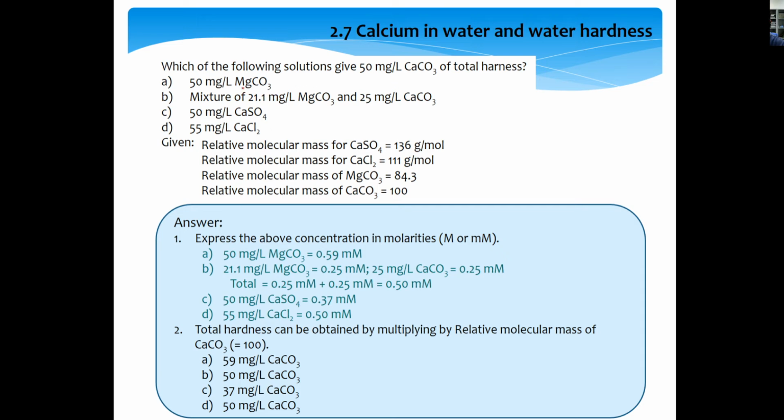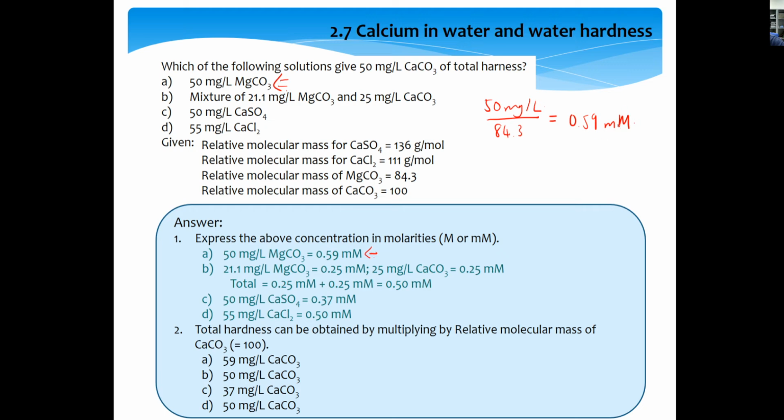The first example is, you can imagine the water is containing 50 milligram per liter of magnesium carbonate. So what is the water hardness for this sample? To calculate it is very easy. 50 milligram per liter, just divide by the relative molecular mass of magnesium carbonate, which is 84.3, and then you are going to get 0.59 millimolar. So which is this one. You can try to calculate.